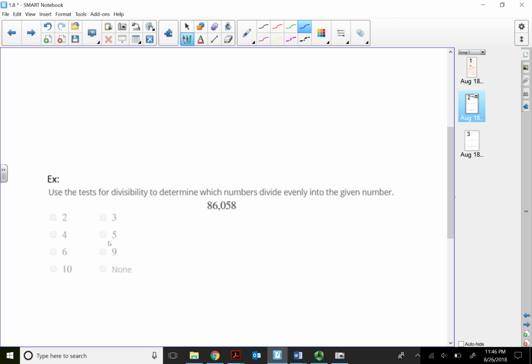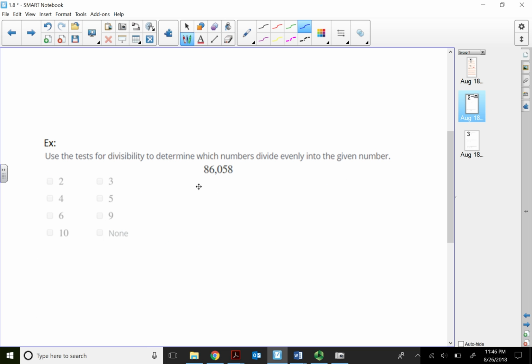All right, let's try a bigger number, okay? 86,058. Just by thinking about the rules for divisibility of 3 and 9, we need to add up the digits. So let's go ahead and do that. 8 plus 6 plus 0 plus 5 plus 8. 8 plus 6 is 14. 14 plus 5 is 19. 19 plus 8, 27.